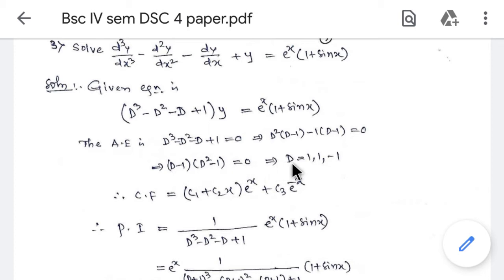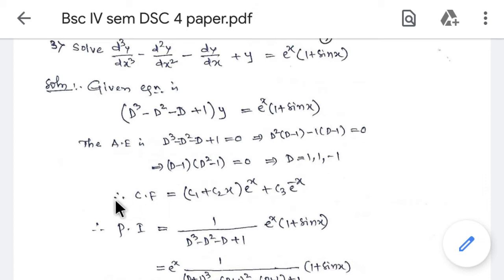Finally the roots you get are D equal to 1, 1, minus 1. D squared minus 1 can be written as D plus 1 into D minus 1. So D minus 1 whole squared gives D equal to 1, 1, and D plus 1 gives D equal to minus 1. So two roots are equal and another root is different. In total there are 3 roots, all real roots, out of which 2 roots are repeated.